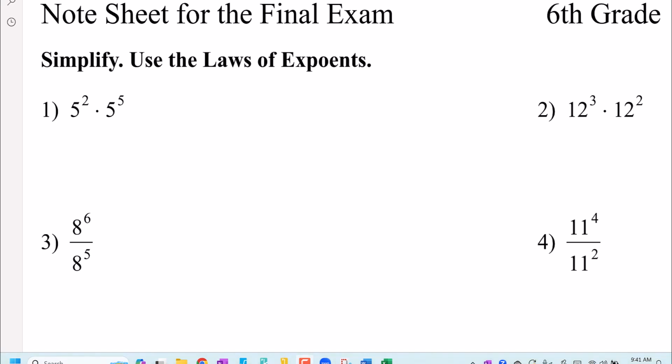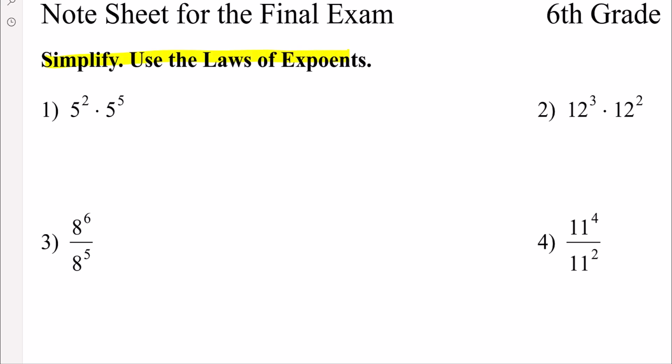Okay, this is the note sheet for the final exam. Simplify using the laws of exponents. And remember, when we're multiplying powers of the same base, you add exponents. So you write 5 and then you add the exponents, which is 5 to the 7th.